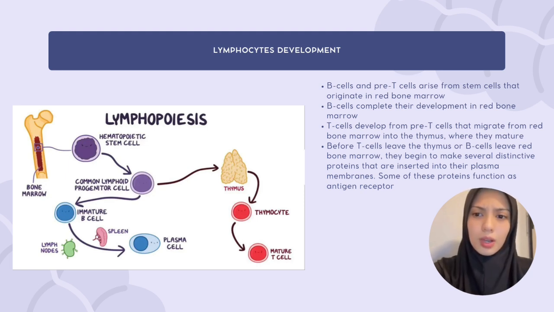Here, we're going to talk about how B cells and T cells develop. B cells and pre-T cells arise from the stem cells that originate in red bone marrow. B cells complete their development in red bone marrow, but T cells develop from the pre-T cells that migrate from the red bone marrow into the thymus, where they mature. Before T cells leave the thymus or B cells leave the red bone marrow, they begin to make several distinctive proteins that are inserted into their plasma membranes. Some of these proteins function as antigen receptors.